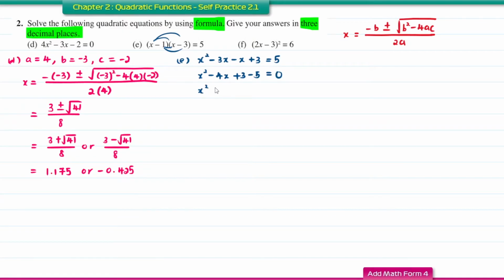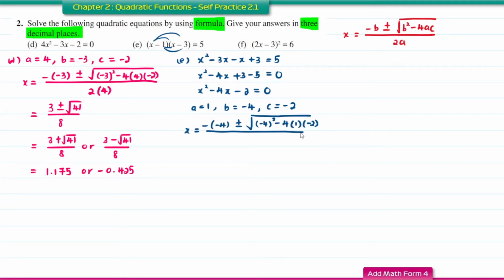So we can solve for the number here. This one is minus 2 equal to 0. Then you're going to have it in general form. So in this case, A is equal to 1, B equal to negative 4, and C equal to negative 2. Now replace it into the formula. So x equal to negative B, B is negative 4, plus minus square root, B squared is negative 4 squared minus 4AC over 2A.